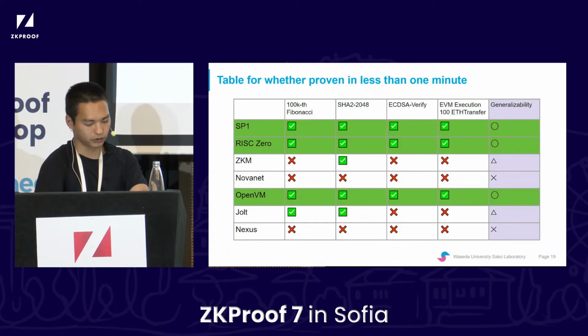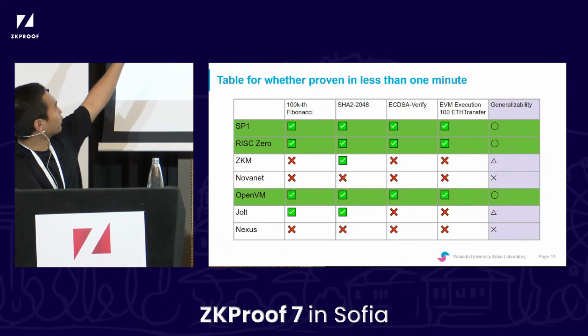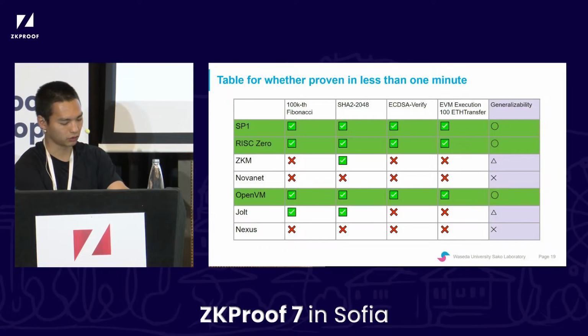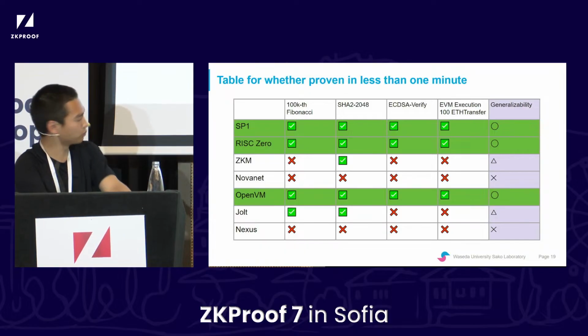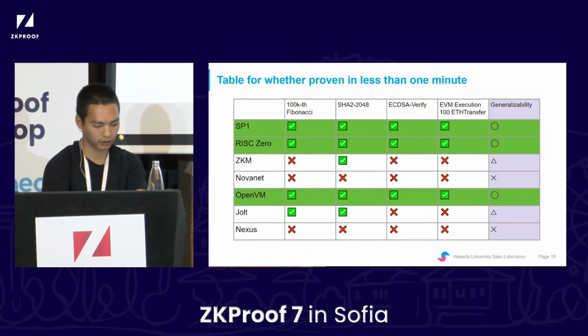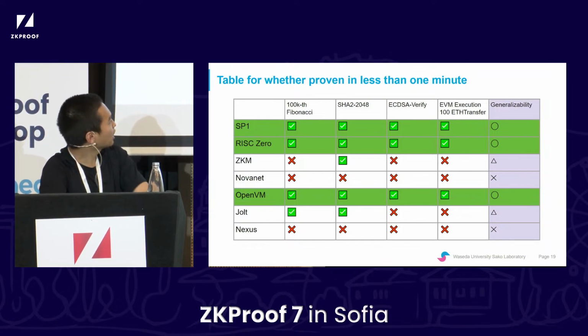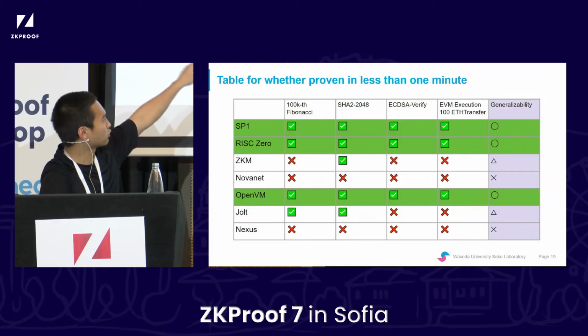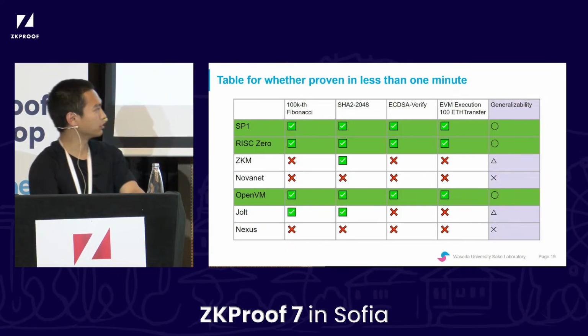And this table visualizes whether proof generation could be completed within 1 minute. SP1, RISC Zero, and OpenVM cleared this threshold for all programs, demonstrating sufficient program generalizability. One zkVM cleared 1, and Jolt cleared 2 of these thresholds.